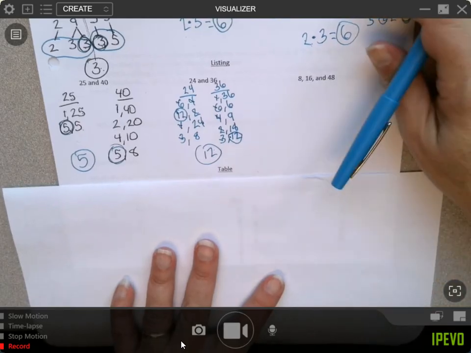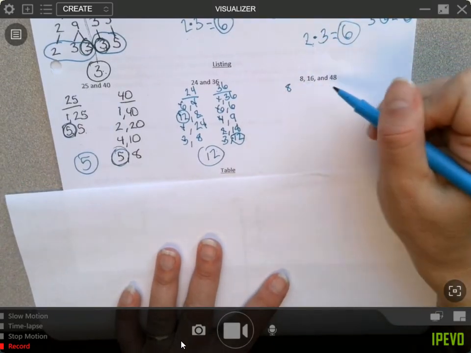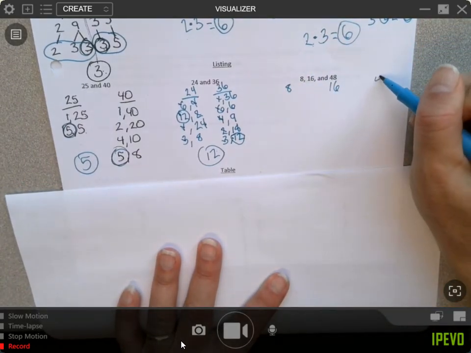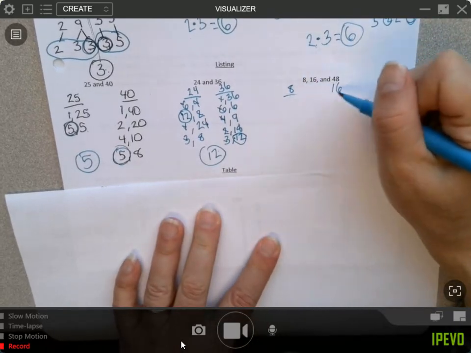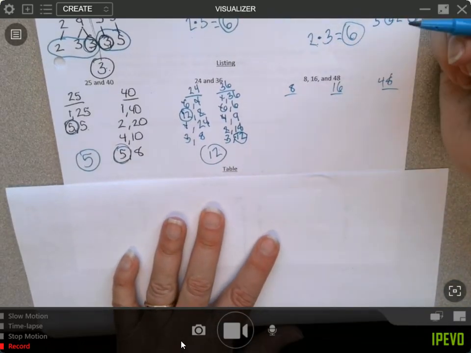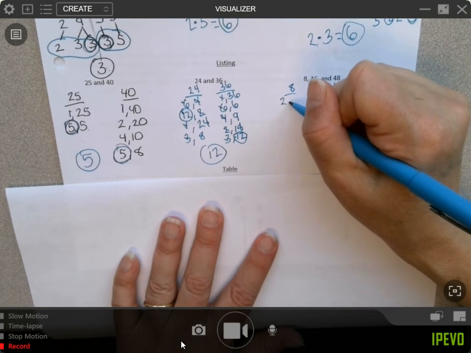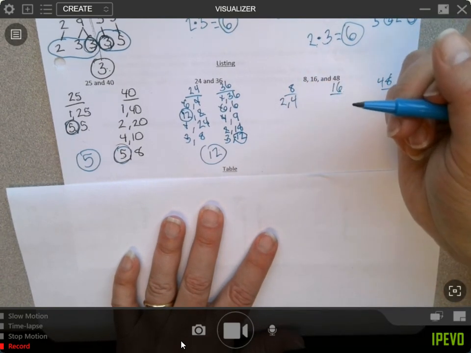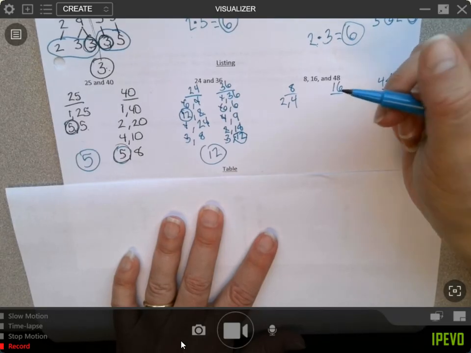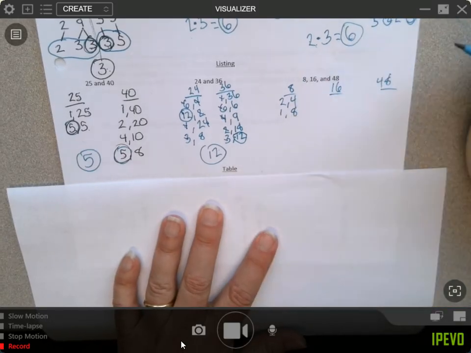So let's do it with 3 numbers now. 8, 16, and 48. What are my factor pairs for 8? Emma? 2 and 4. What's another one? James? 1 and 8. And that is it for the 8s.